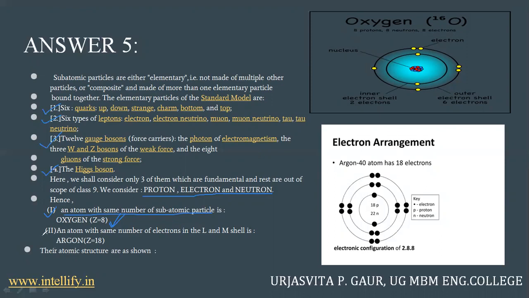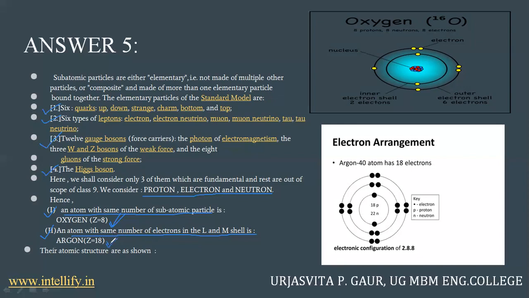The second part was to have an atom with the same number of electrons in the L and the M shell. First, a recap: we have already talked about the L and M shells. The L shell is the second energy shell around the nucleus, where n is equal to 2, and it can accommodate a total of 8 electrons. The M shell, where n is equal to 3, can accommodate a total of 18 electrons. So the atom with the same number of electrons in the L and the M shell is argon.